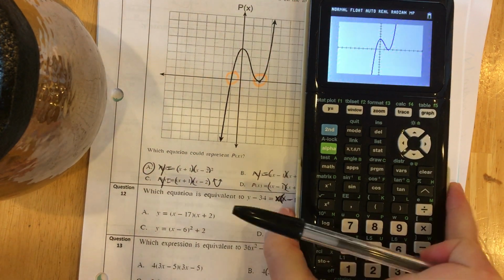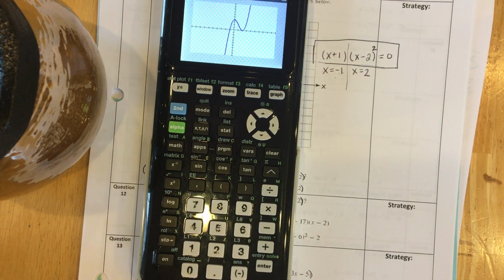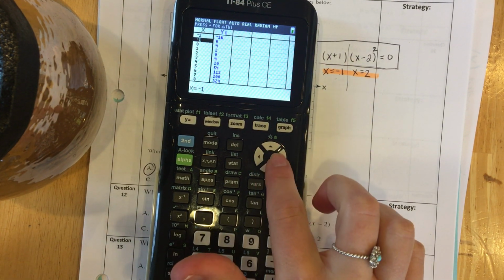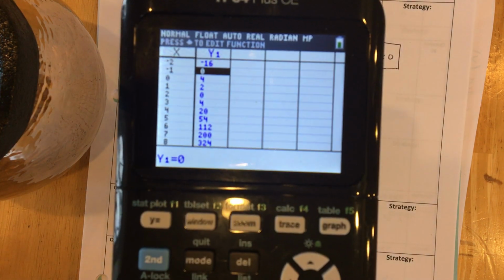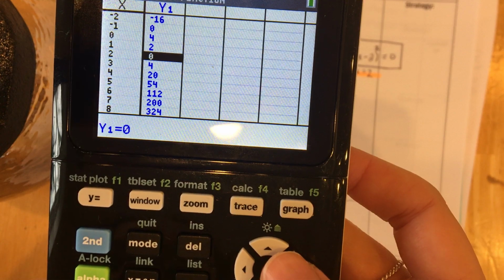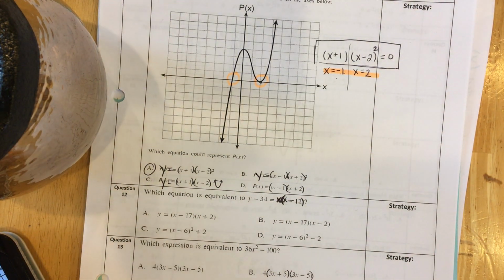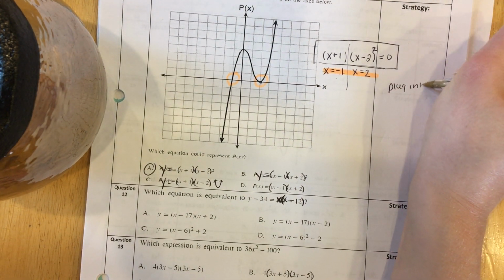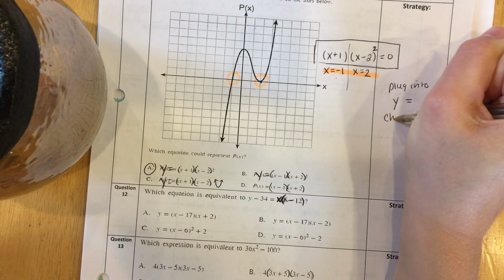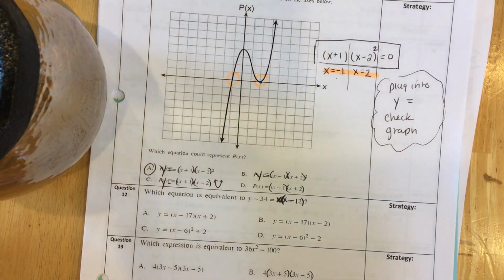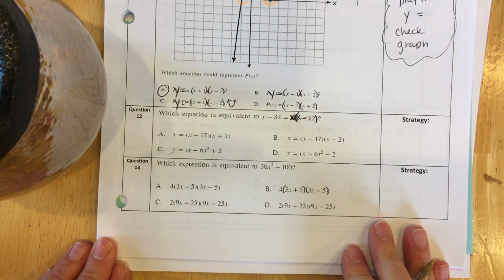The other way you can check is you can check to see if your zeros are what I said they were right here, X equals -1 and X equals 2. You can check that in your table. Where X is -1, I should see a 0 for Y, which I do. And then notice how where X is 2, I also see a 0 next to Y. So that makes it a 0, okay? So A is definitely my answer, and my strategy for that one, I would say plug into Y equals and check the graph. You can check the table too, but I like checking the graph best. But whatever strategy you like better.